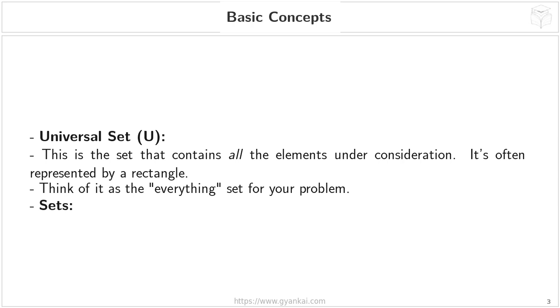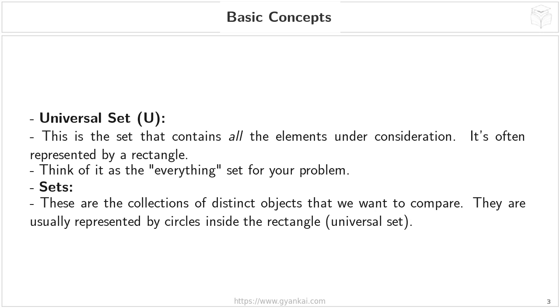Next, we have sets themselves. Remember from the first slide, a set is just a collection of distinct objects. These are the groups we want to compare and contrast. In a Venn diagram, we represent these sets as circles. And importantly, these circles are drawn inside the rectangle, representing the universal set.